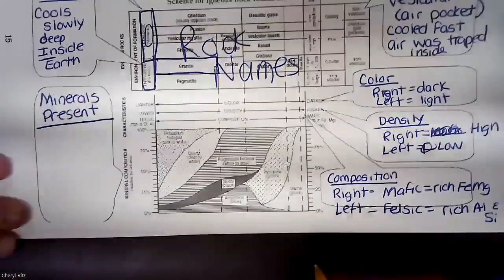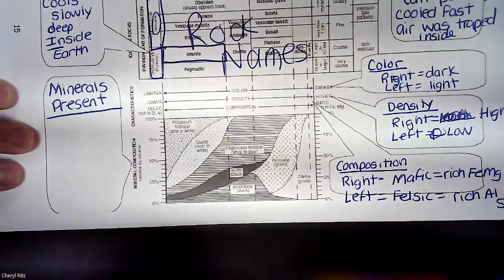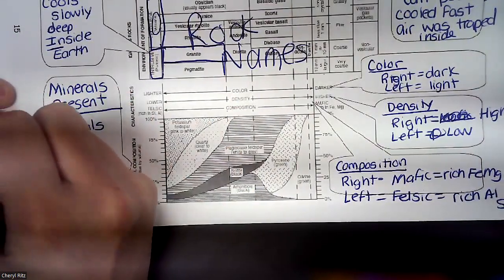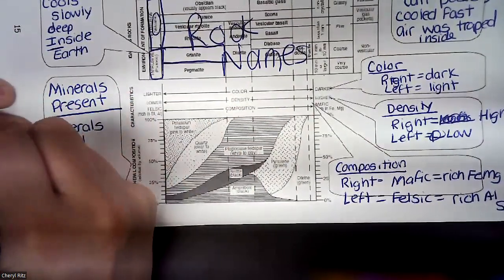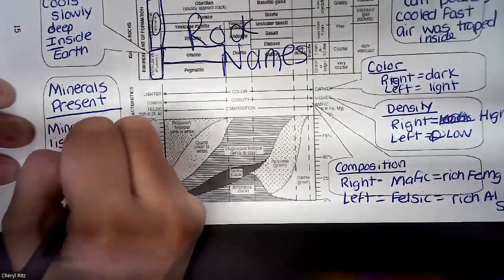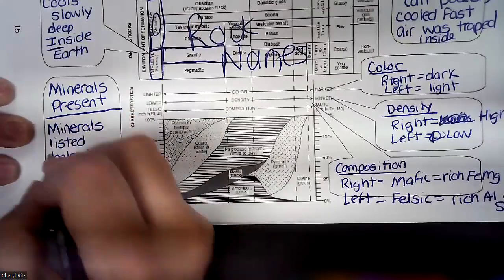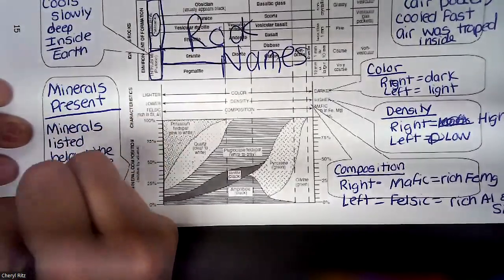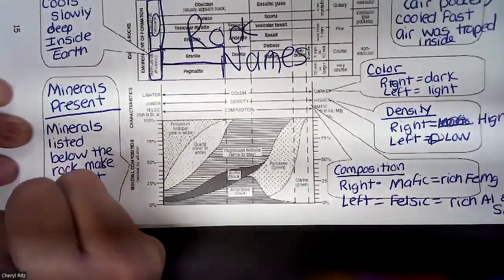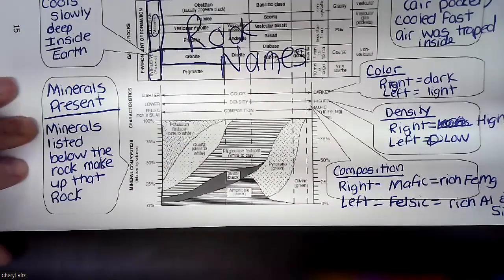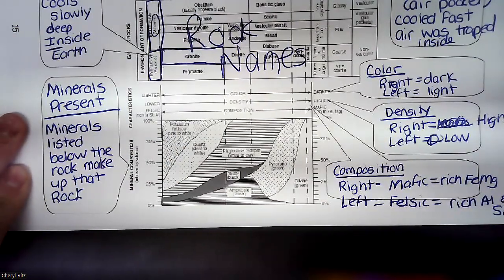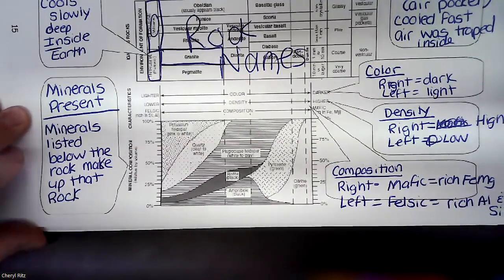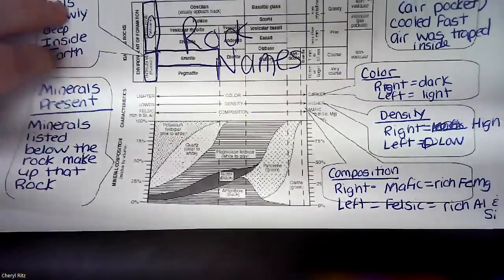These polka dots, we have quartz. So again, the minerals listed below the rock are the makeup of that rock. So anything listed below it are the minerals that are found inside that rock. That is all the information that's on that reference table.